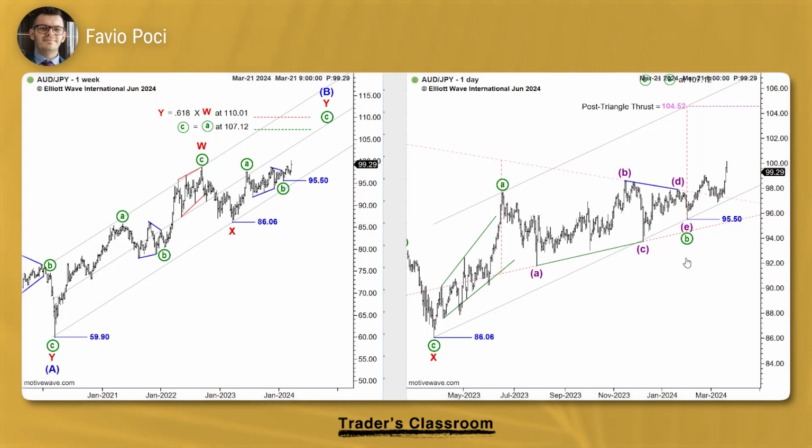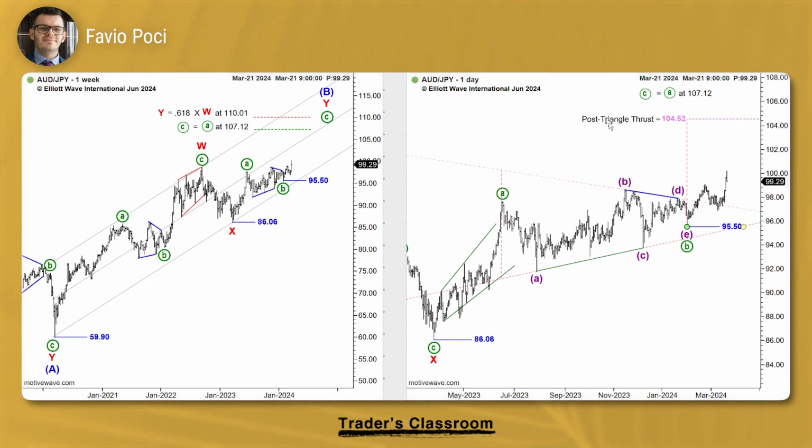And we were just anticipating the end of that triangle wave B. It ended at 95.50, rallying above the BD trend line. That was the confirmative bias that we usually want from the market to suggest that the thrust is underway. So we broke above the BD trend line. Immediately we extended the BD trend line, the AC, to the right and the left in order to measure the thrust target, the post-triangle thrust.